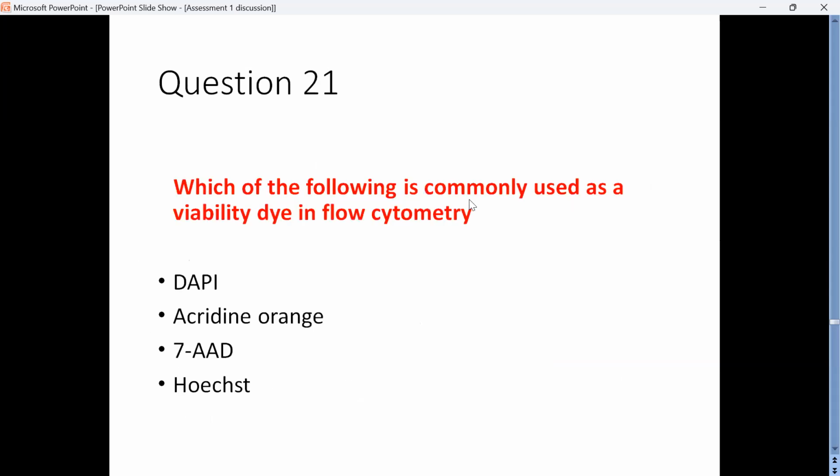So which of the following is a commonly used viability dye? See, the commonly used viability dye in flow cytometry is 7AAD. Okay, acridine orange is not used in flow cytometry to my knowledge. We use it in MPQBC. DAPI, we don't use it in flow cytometry. We use it in fluorescent in situ hybridization. And this also we don't use commonly. So the answer is 7AAD.